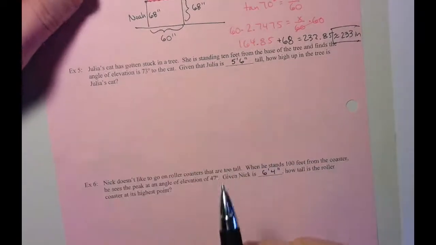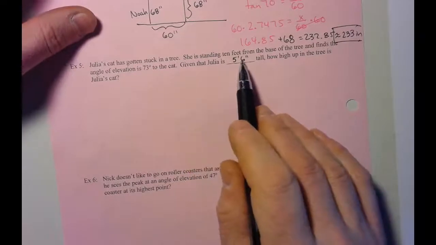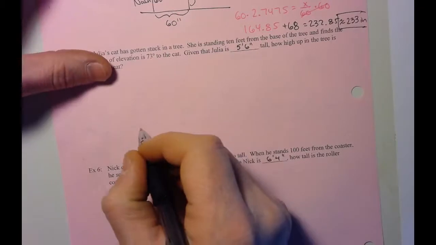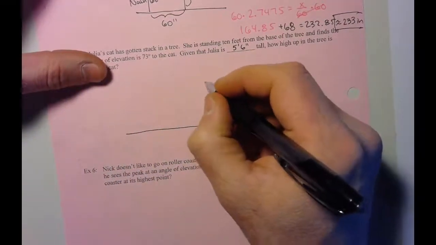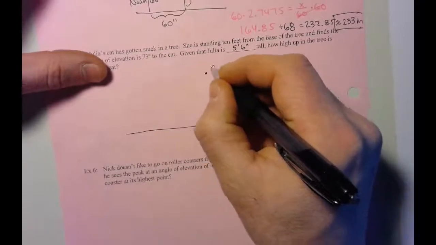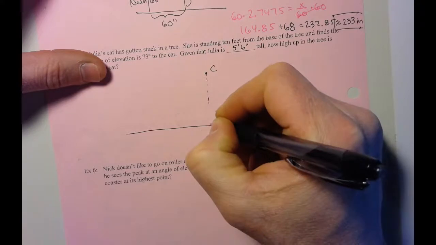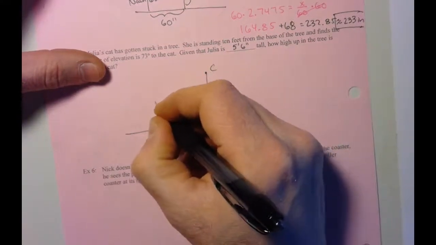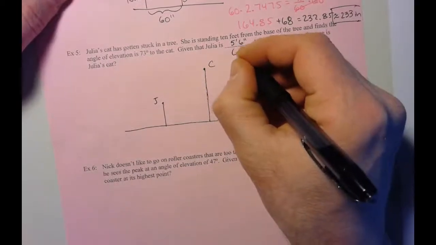Okay, so Julia's cat has gotten stuck in a tree. She is standing 10 feet from the base of the tree and finds that the angle of elevation is 73 degrees to her cat. So, ground, cat in the tree. We'll just put the cat up here. I'm not going to worry about making the perfect tree. There's the cat in the tree, and now here's Julia over here. As we said, 5 feet 6 inches, which is 66 inches tall.